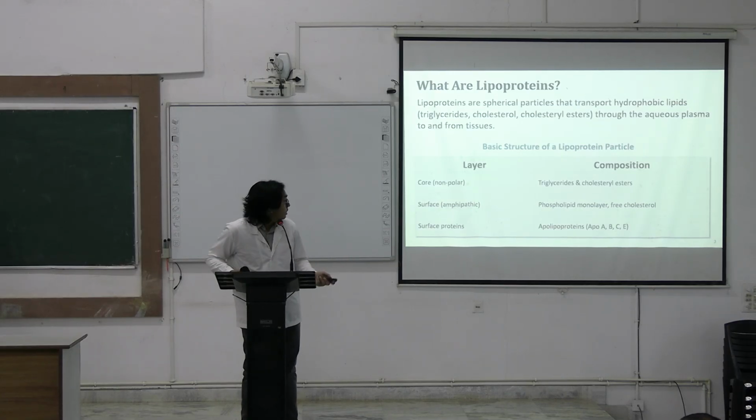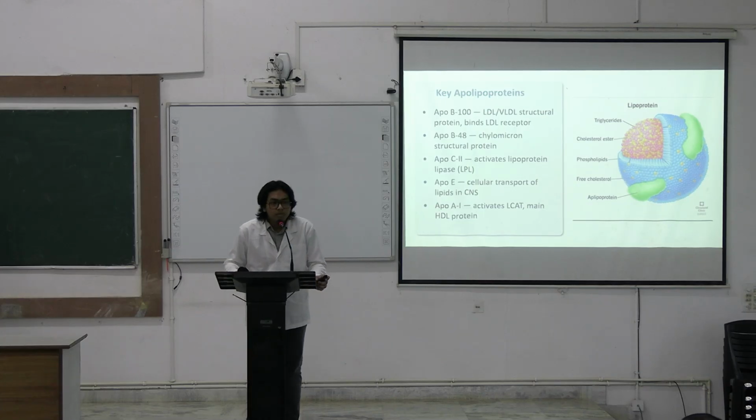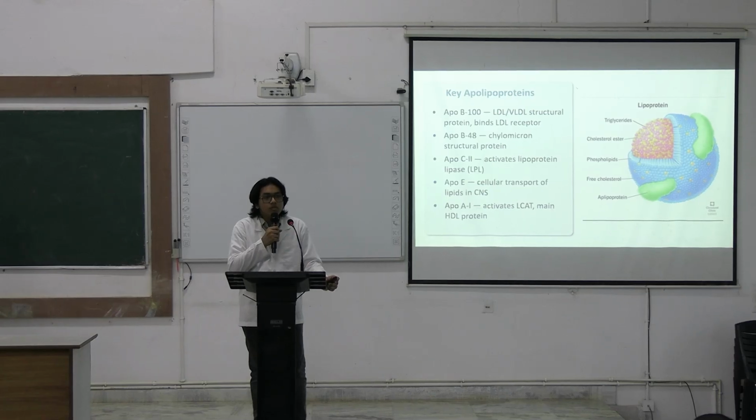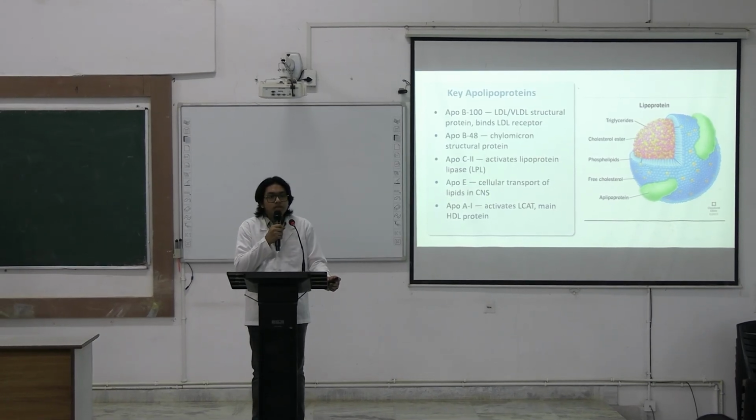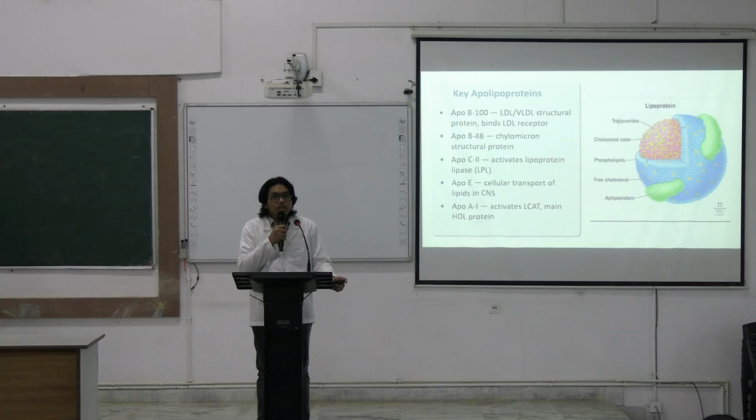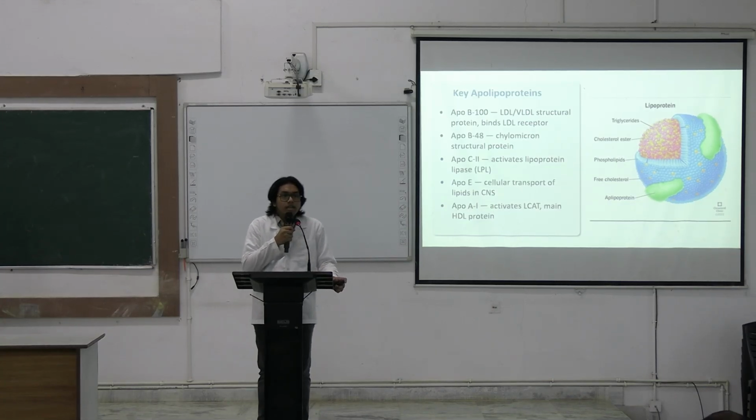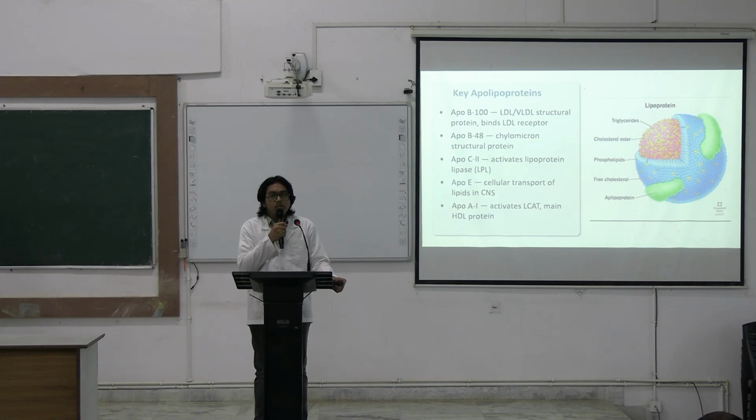Some of the key apolipoproteins are ApoB100, which is the main structural protein in VLDL and LDL. It also acts as the signaling factor for LDL receptors in the liver. Then ApoB48, which is a structural protein for chylomicrons. And then we have ApoC2, which activates LPL, which is lipoprotein lipase, and helps in the breakdown of triglycerides in the blood. Then we have ApoA1, which is the structural protein for HDL, which is also known as good cholesterol.